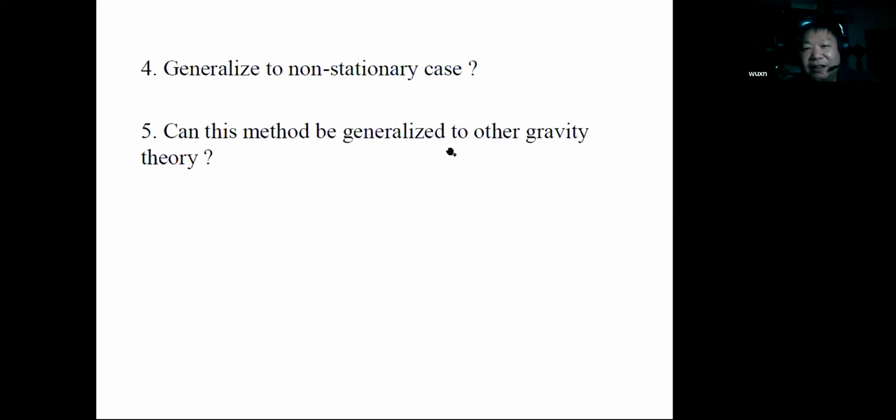Finally, we also consider that maybe this method can be generalized to other kinds of gravity theories, for example, some modified gravity theories, because the causal structure may not be modified very much. So maybe we can generalize this method to some other gravity theory. Okay, and thank you very much for your attention.